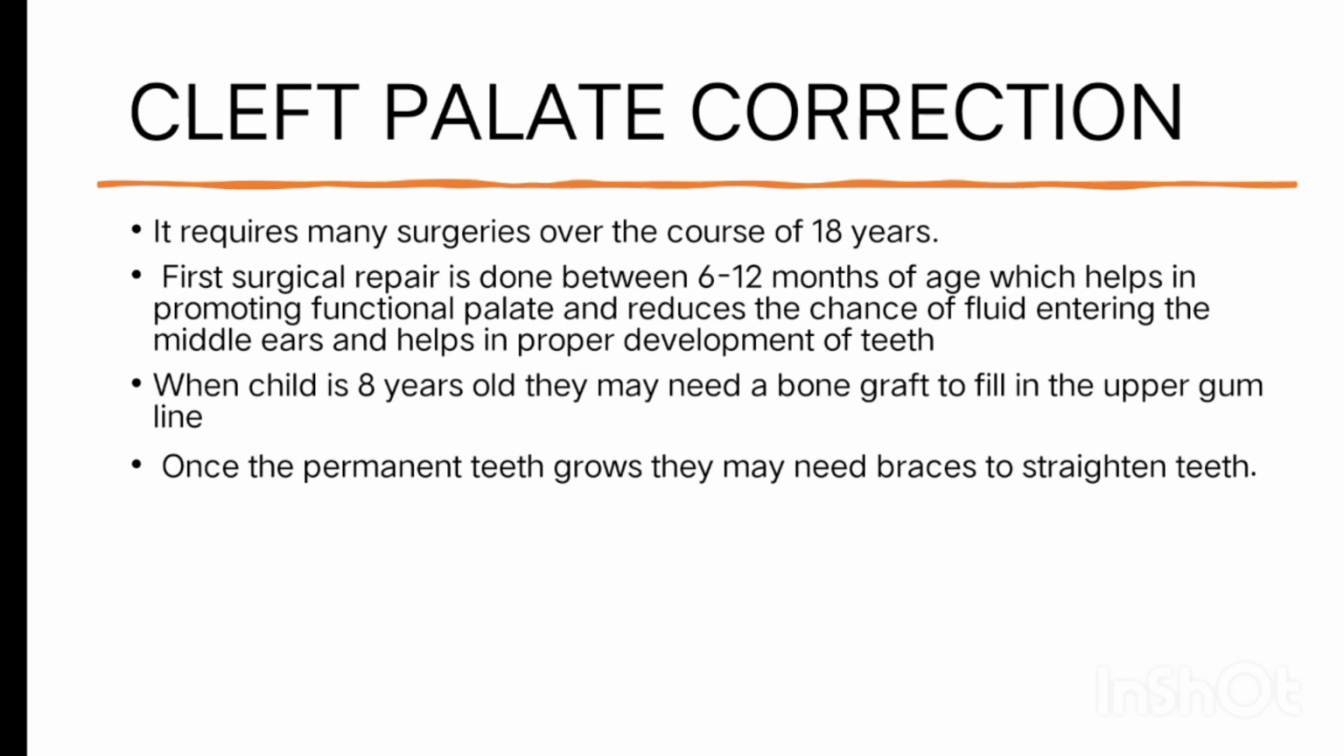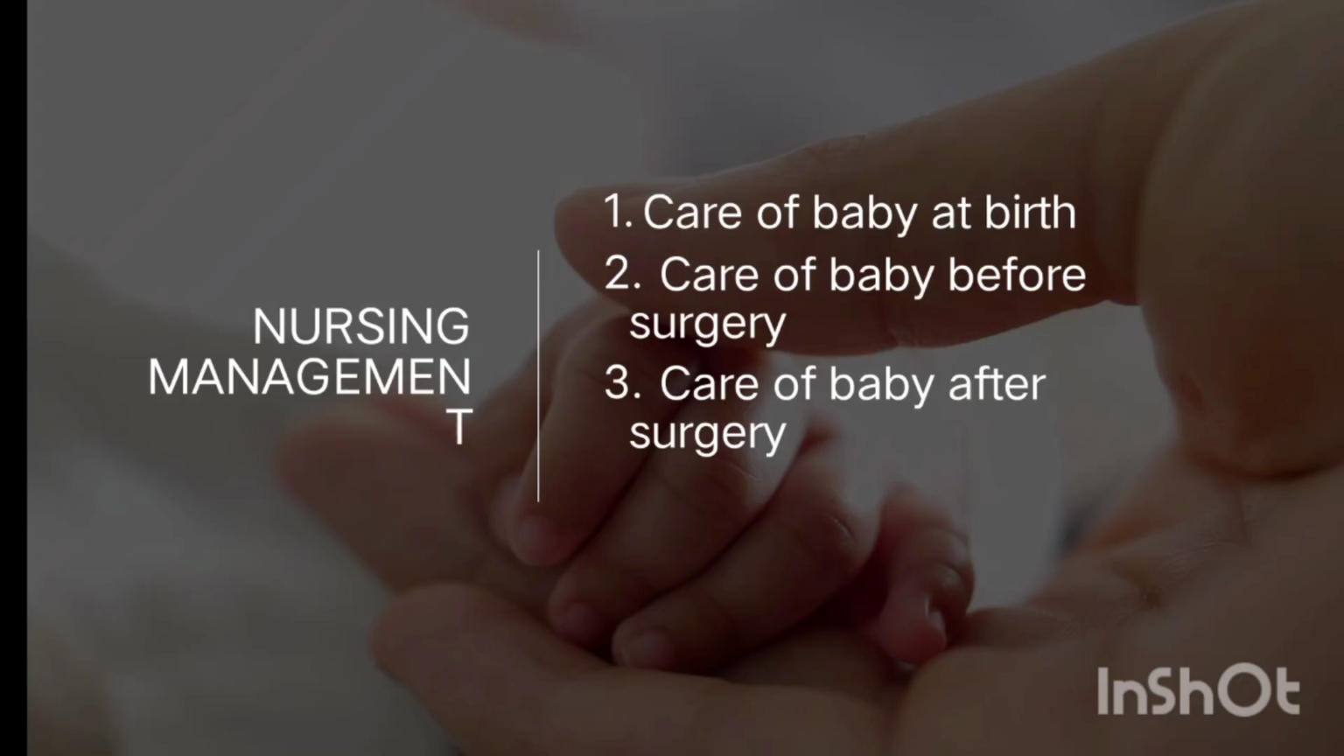The first surgical repair is done between 6 to 12 months of age, which helps in promoting a functional palate, reduces the chance of fluid entering into the middle ears and helps in proper development of teeth. When the child is 8 years old, they need a bone graft to fill the upper gum line. Once the permanent teeth grow, they may need braces to straighten the teeth.